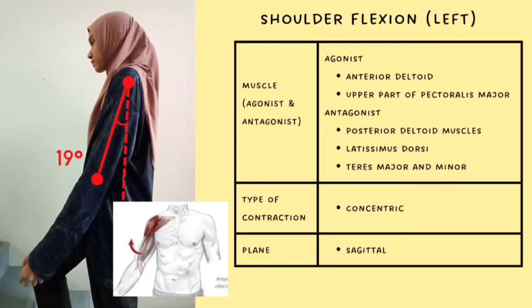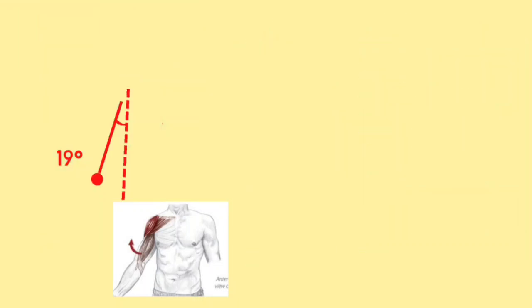Next, the upper limb involved is shoulder joint. The shoulder is flexed 19 degrees. The agonist muscles are anterior deltoid and upper part of pectoralis major. And for antagonist muscles are posterior deltoid muscles, latissimus dorsi, teres major and minor. The plane of this motion is sagittal plane. When the arm is swing forward, shoulder flexor is in concentric contraction.